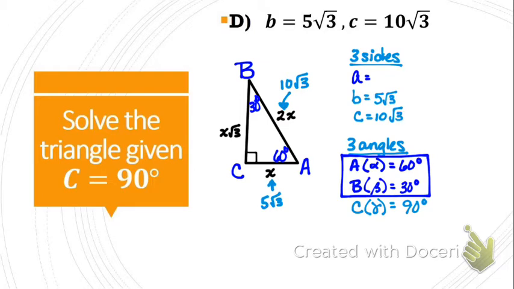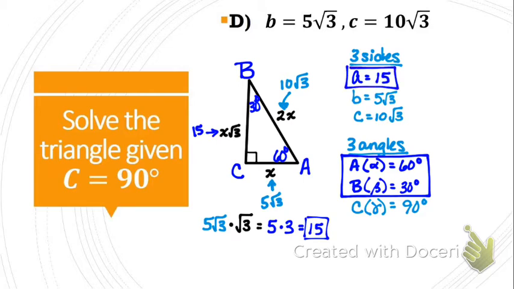So I'm going to take 5 square root of 3 times the square root of 3. Square root of 3 times square root of 3 is what? 3. So I have 5 times 3, which means 15. So side A is 15 units long. You guys okay with that so far?